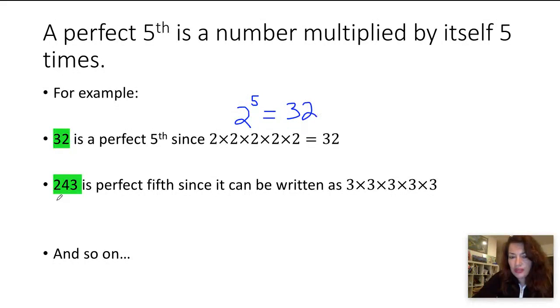And we can do the same thing with 3. If I multiply 3 by itself 5 times, we will get 243. So 3 to the fifth is equivalent to 243. So we can say that 243 is a perfect fifth.